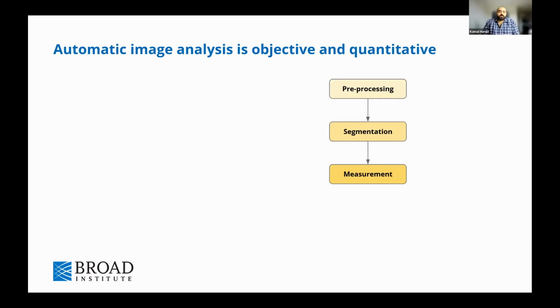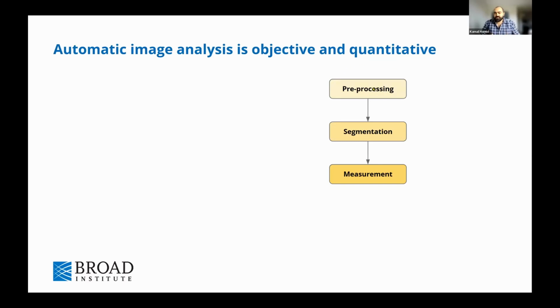Now, a computational automatic image analysis approach typically involves a pipeline. This is what we term it. And an image analysis pipeline, in the most simple sense, can be divided into three segments.